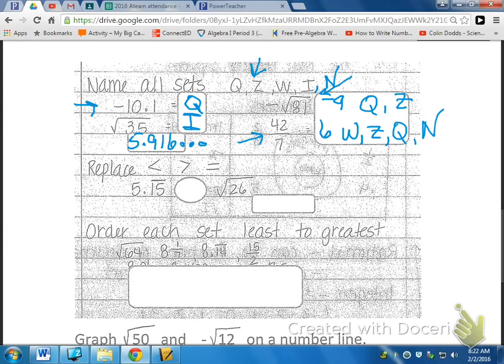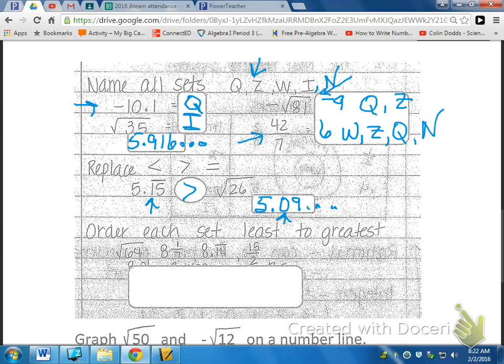All right, next we're going to replace with less than, greater than, or equal to 5.15 repeating and the square root of 26. So what do you think you'd have to do to be able to determine this? What would be the best thing to figure out? You'd have to take 26 and find the square root. Yeah, the square root of 26. So when I do that, here's what I come up with. 5.09 dot dot dot. So now can we decide less than, greater than, or equal to? Yeah, you could decide by the tens place. That tens place is a 1, and that tens place is a 0. So definitely this would be greater than. So that's what you'd have to do, is evaluate some of these.